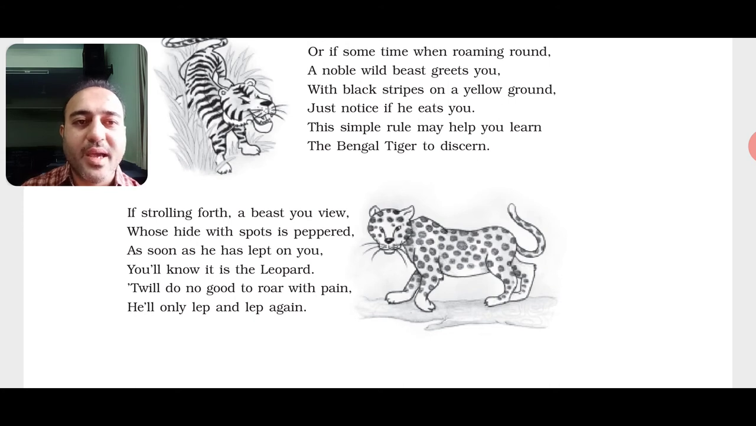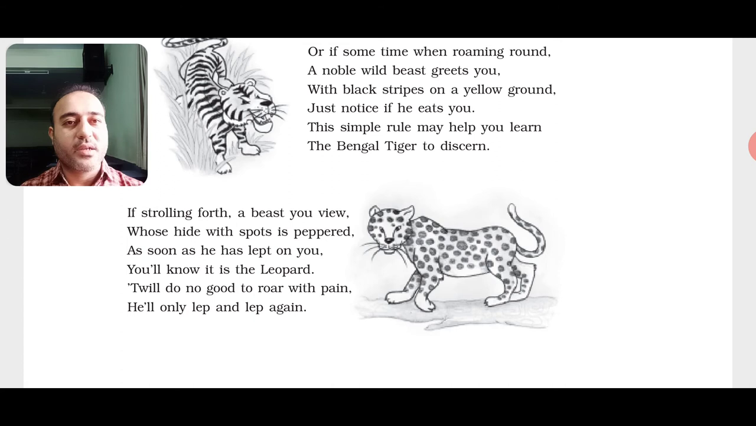As soon as he has leapt on you, you will know it is the leopard. It will do no good to roar with pain. He will only leap and leap again. Leap here means leapt. Okay, so here the poet is trying to say that if you find any animal walking casually in the jungle, right, then you will meet an animal, and if it has black spots on its body, then this animal is a leopard, right? So it is, and as we all know, a leopard is an animal which runs very fast.